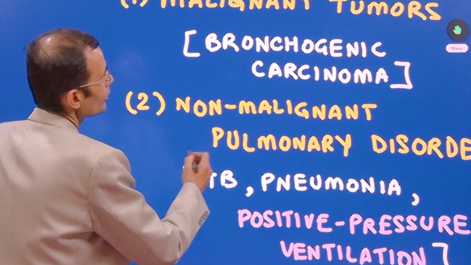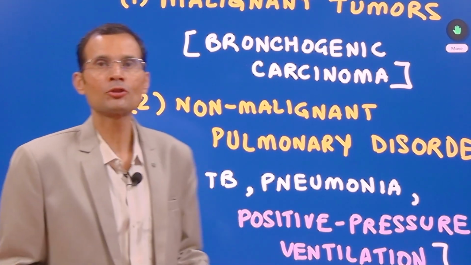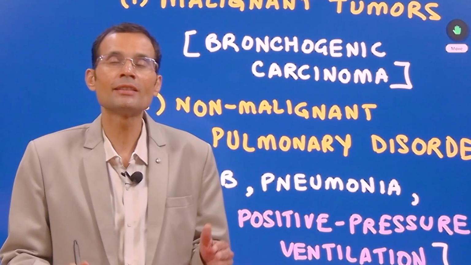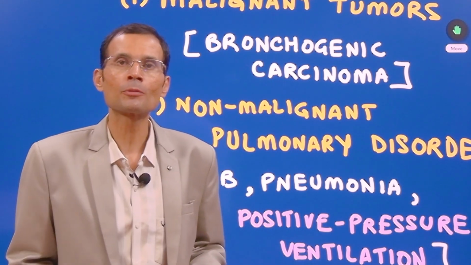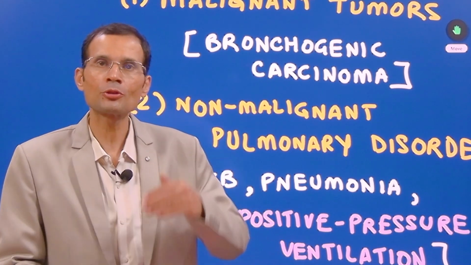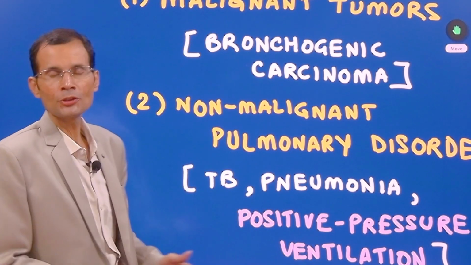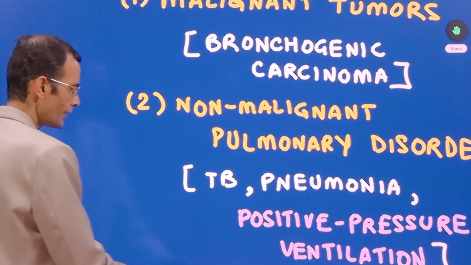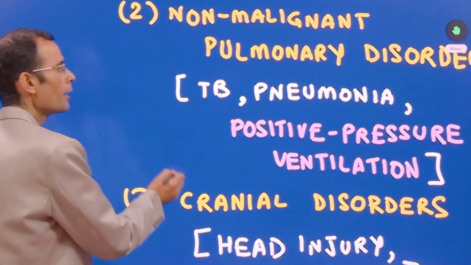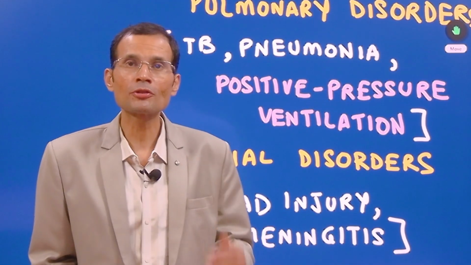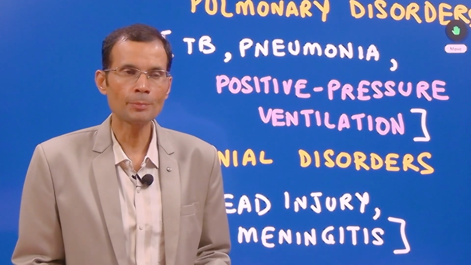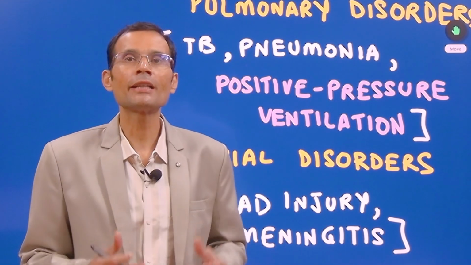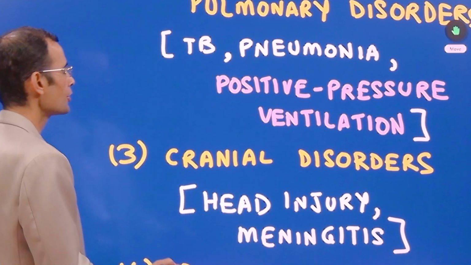Apart from that, there are non-malignant pulmonary disorders. So you can remember like this, if it's an exam short note, remember two conditions related to the lungs. One, malignant tumors in the lung, and non-malignant pulmonary disorders like tuberculosis, like pneumonia, or even positive pressure ventilation being delivered to the patient. It can cause excessive ADH secretion.